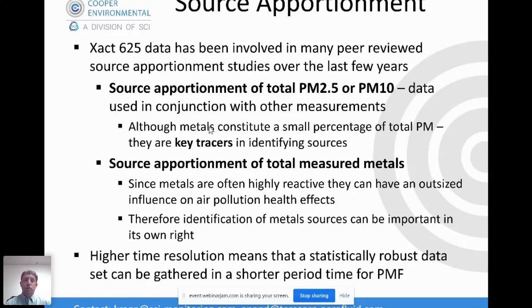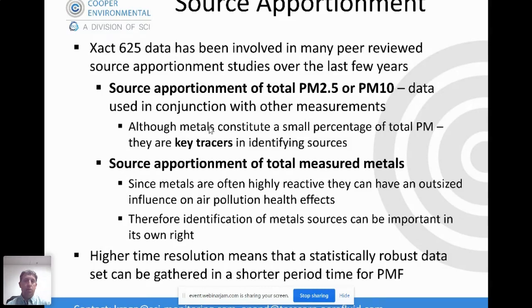In addition, we've also seen some source apportionment being done, excuse me, just on the total metals themselves. Since metals are often highly reactive, they can have a pretty big influence on the health effects of air pollution. So there is some interest in doing source apportionment on just the metals themselves as opposed to PM10 or PM2.5.